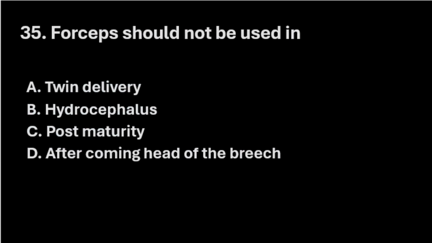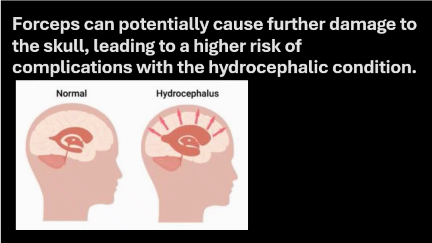Next question. Forceps should not be used in option A, twin delivery, option B, hydrocephalus, option C, forced maturity, and option D, after-coming head of the breech. Not used. This is a negative word question, so be careful. The answer here is option B, hydrocephalus. In hydrocephalus, forceps can potentially cause further damage to the skull, leading to higher risk of complications with the hydrocephalic condition. So, in hydrocephalus, forceps cannot be used.